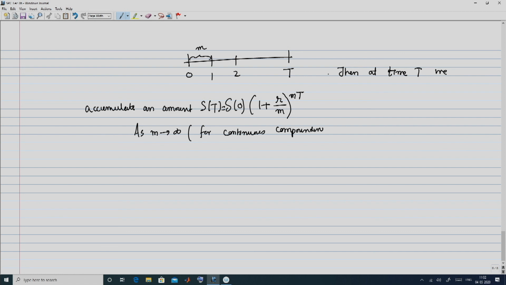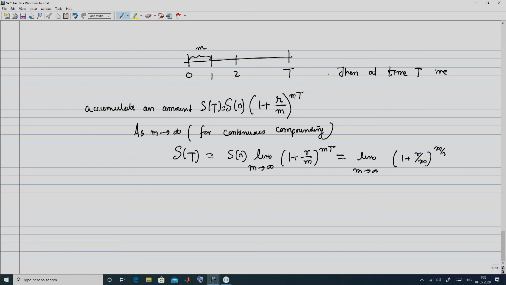Then what is going to be S of t if you start off with S naught? So, this is going to be S of 0 into limit 1 plus R over m raised to m t as m tends to infinity, and this can be written as limit m tends to infinity 1 plus R over m raised to m over R, whole thing raised to R t, and this limit you know is the exponent. So, this is going to be e raised to R t.